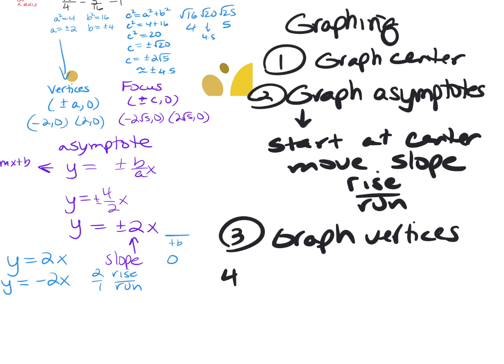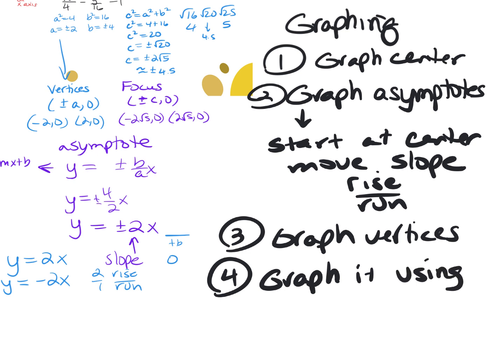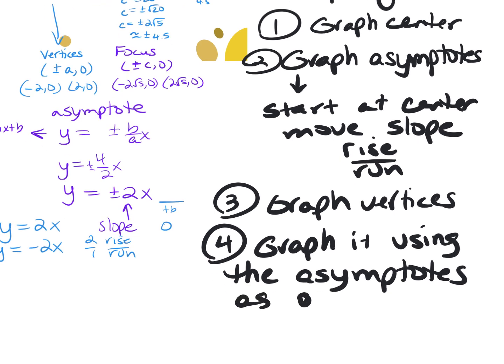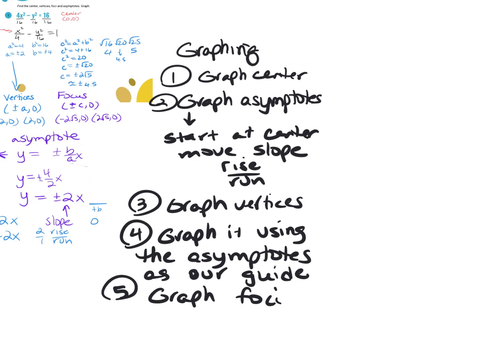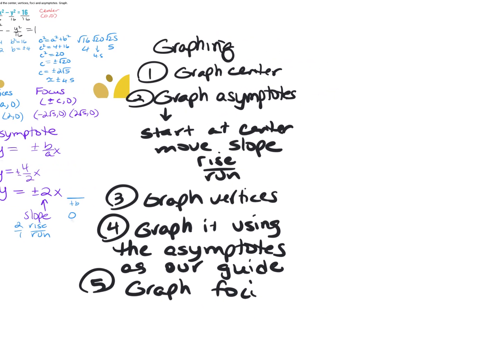Then what we're going to do is graph it using the asymptotes as our guide. Then we can put in the foci. So let's go ahead and try it. So these are our 5 steps. So let's try it. So let me go ahead and put my graph here.